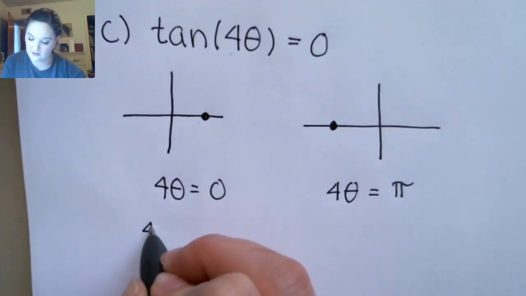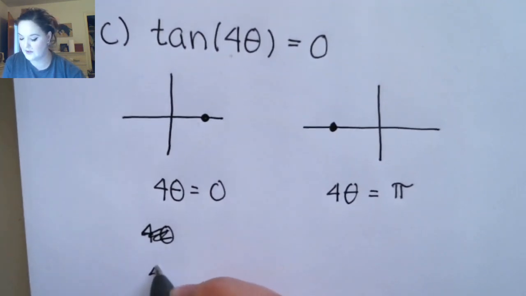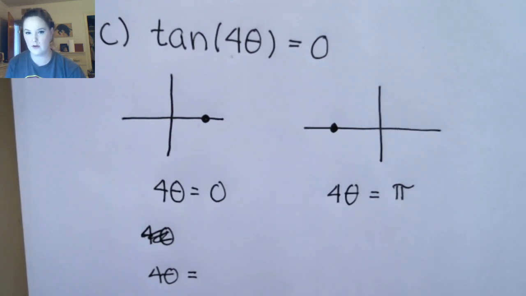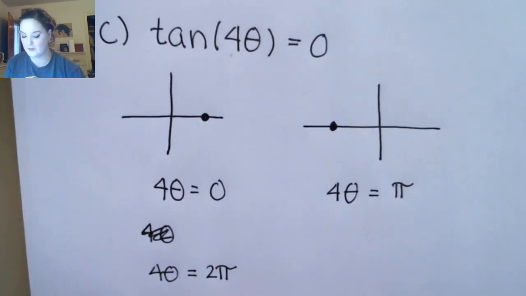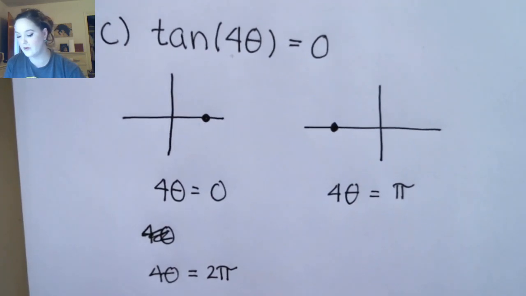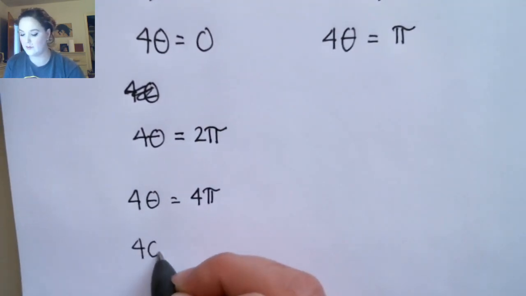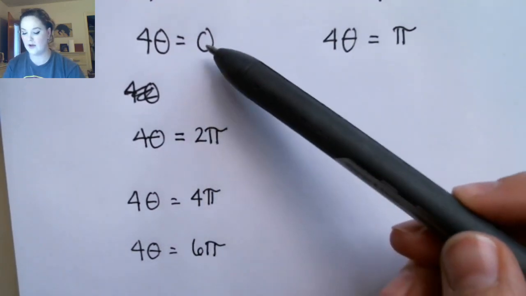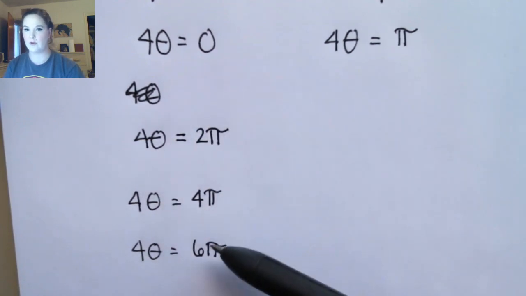Okay, so I'm going to leave myself a little bit more space here. We're going to look at the first coterminal angle here, which is 2 pi. Okay, we'll look at the second coterminal angle, 4 pi. Okay, we'll look at the third coterminal angle, 6 pi. Okay, and now you can see we have 1, 2, 3, 4 solutions that are all coterminal.